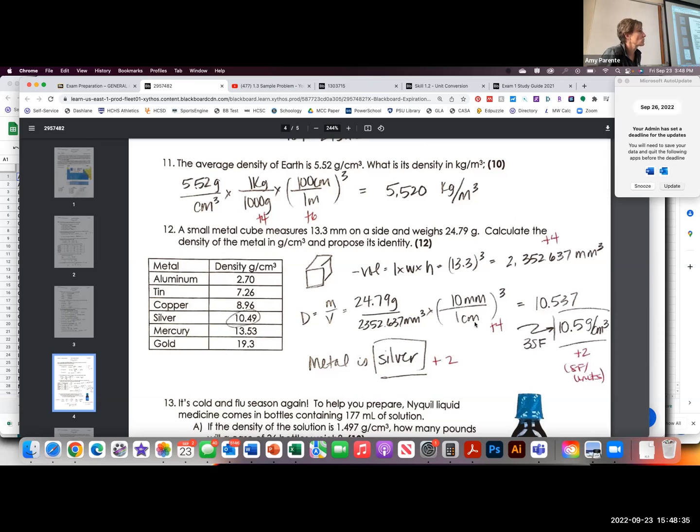You guys following? Is that okay? Again, one of those situations, I have to make sure I have got that cube in there. And so I'm going to have something that has a density of 10.5 grams per cubic centimeter. And lo and behold, that density tells me that that's probably silver. Questions on that?